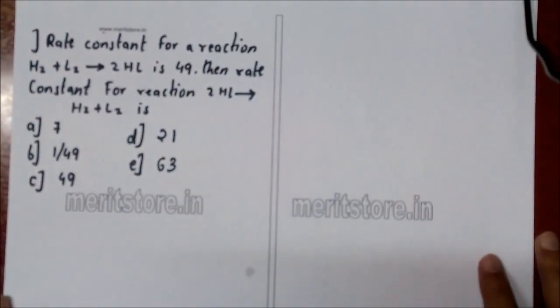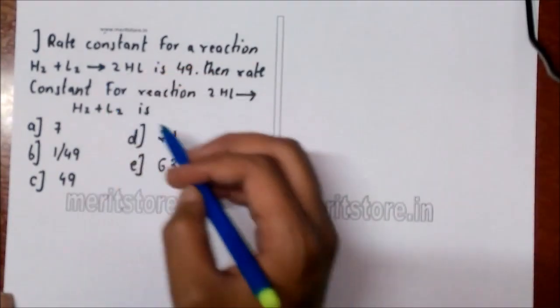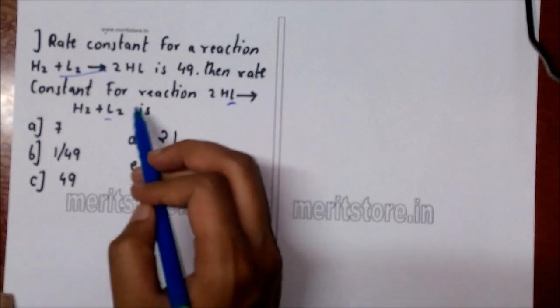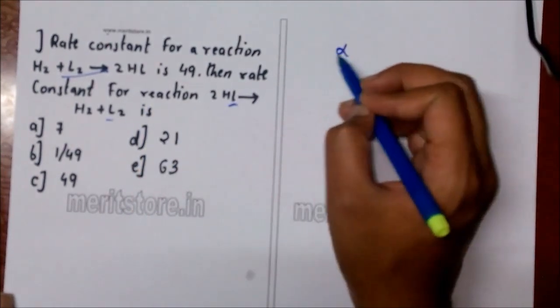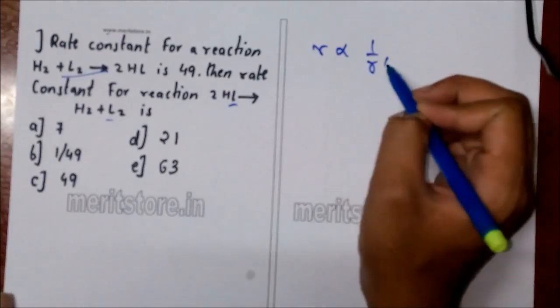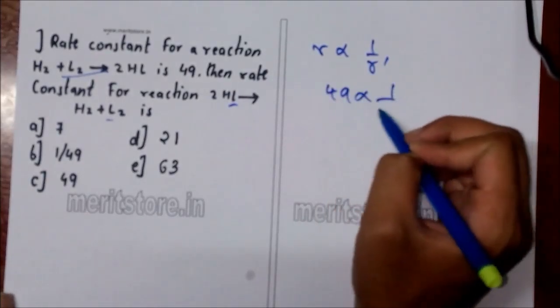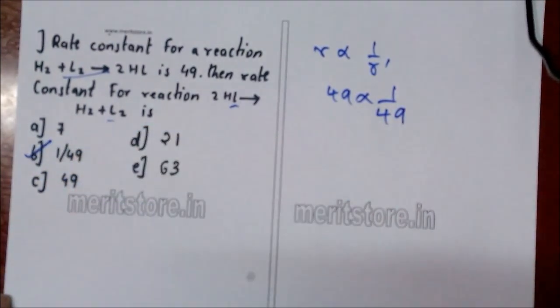The rate constant for a reaction H2 plus I2 give 2HI is 49. What is the rate constant for the reaction 2HI will give H2 plus I2? So this is a reversible reaction. As both are reversible reactions, the rate constant also gets reversed. So as the rate constant of the first reaction is 49, the rate constant of the other reaction will be 1 by 49. So option B is the correct answer.